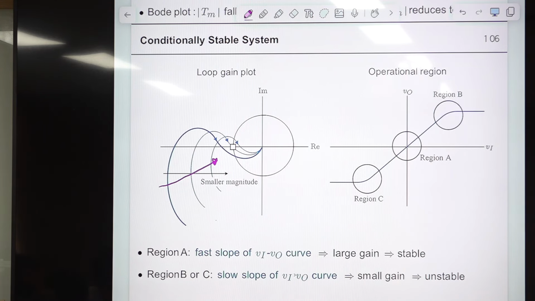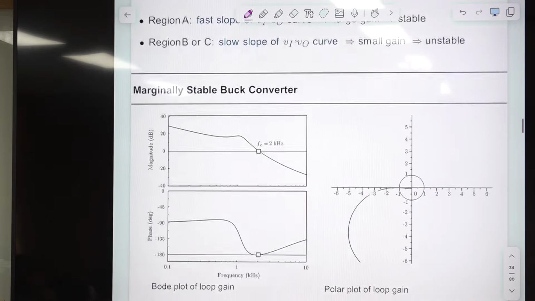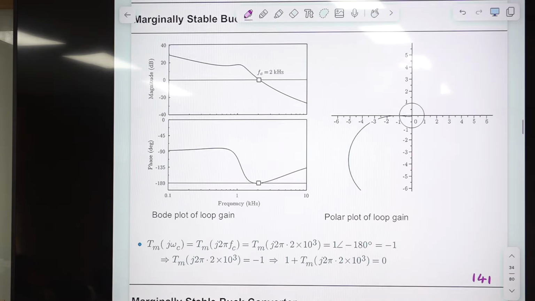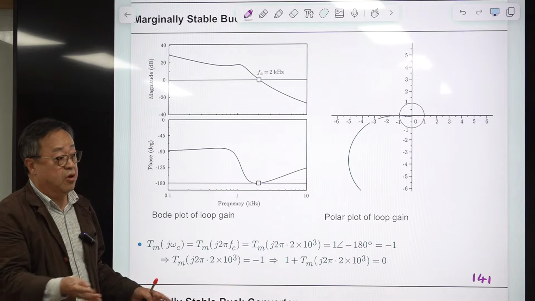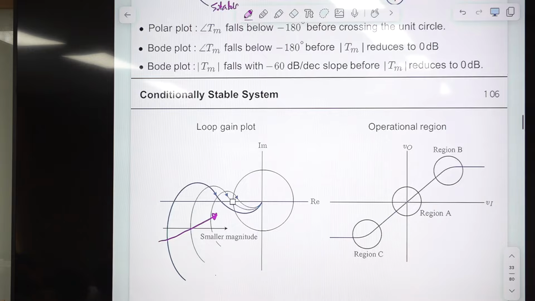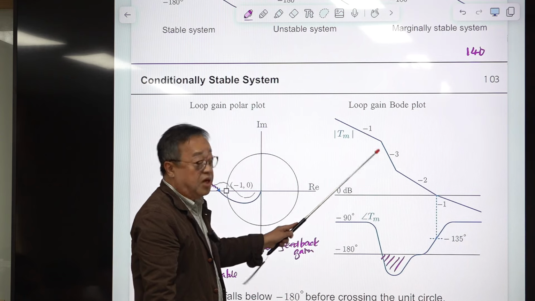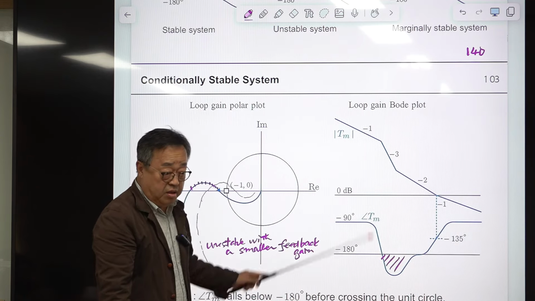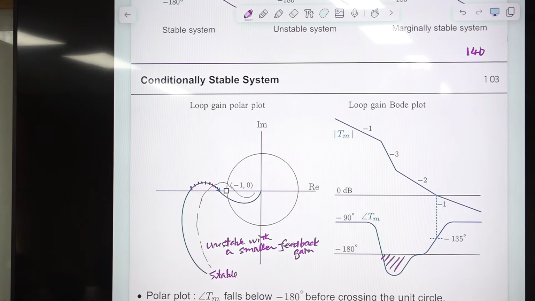So this is a conditionally stable system, and during the design process of a PWM converter, there are chances to come up with this situation if careful care is not exercised. So you need to be very careful about this feature. The easiest way is to avoid this situation. Make sure the loop gain does not have this kind of characteristic, a -3 slope. It's very bad. This indicates there is a good chance of being conditionally stable.